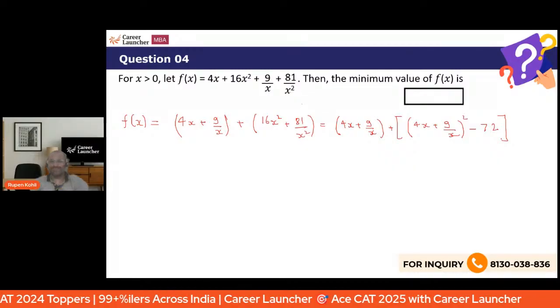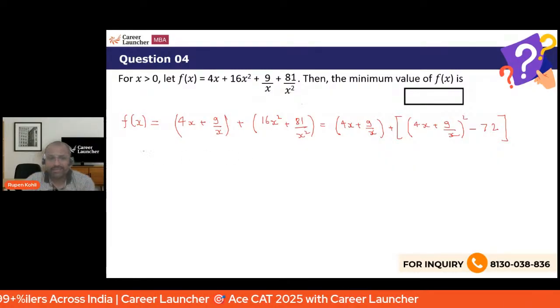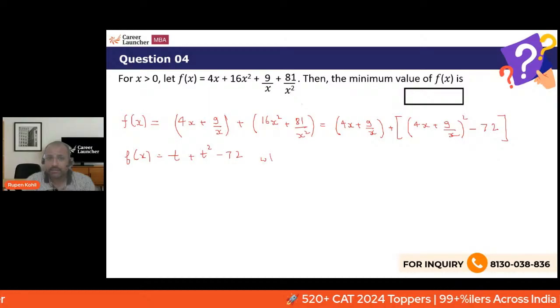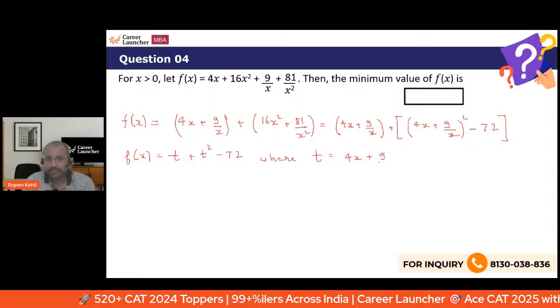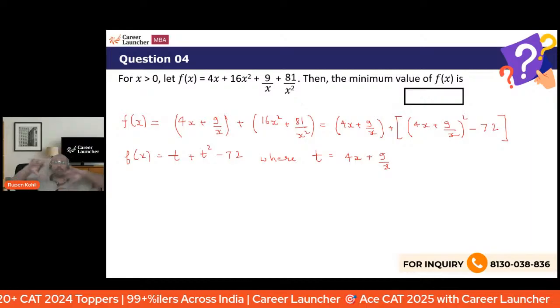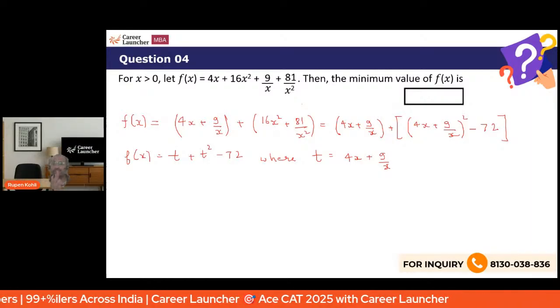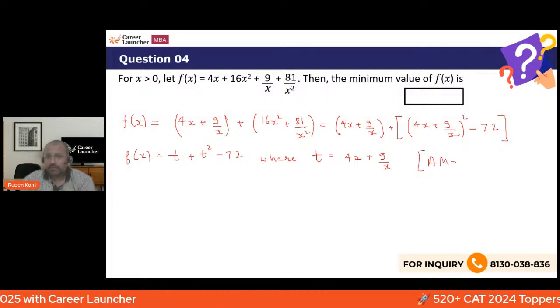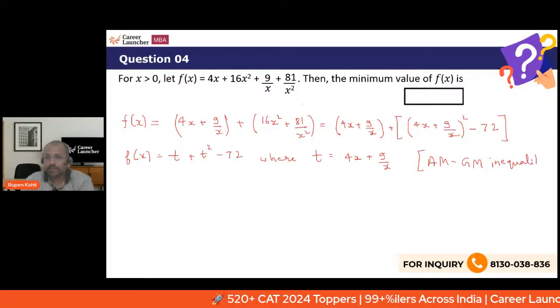Perfect. Now I can just say this f(x) is this function which is t plus t square minus 72, where t is this expression 4x plus 9 over x, right? So we have to basically minimize this expression t, 4x plus 9 by x, right? Now we will apply the very famous AM-GM inequality, right?